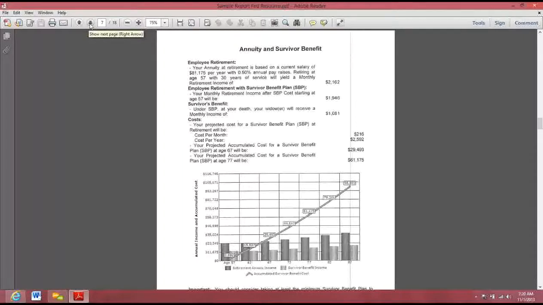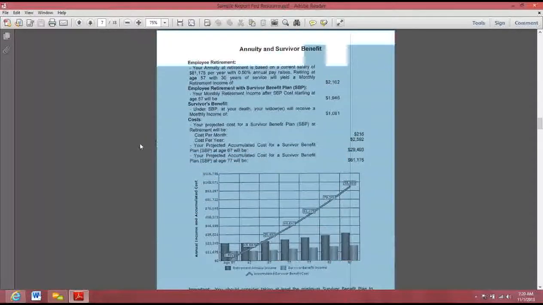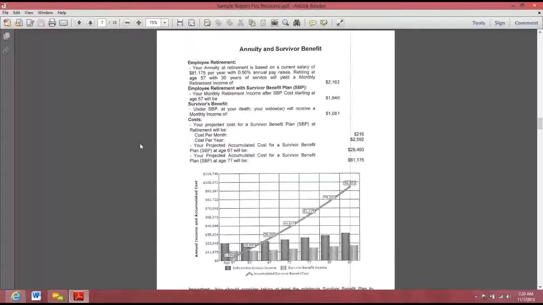What's interesting in where I focus on this page is about halfway in the middle of the page, it says planned SBP at 67. So this individual, 10 years after retirement, will have accumulated a cost of $29,493, and 20 years out, they will have accumulated a cost to provide this benefit of $61,175. I'm spending a little time here because most federal employees didn't realize they were going to be losing part of their monthly annuity to provide a maybe benefit.